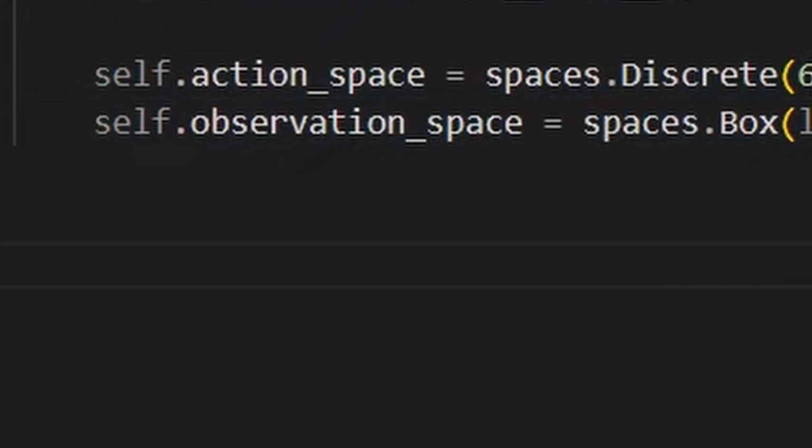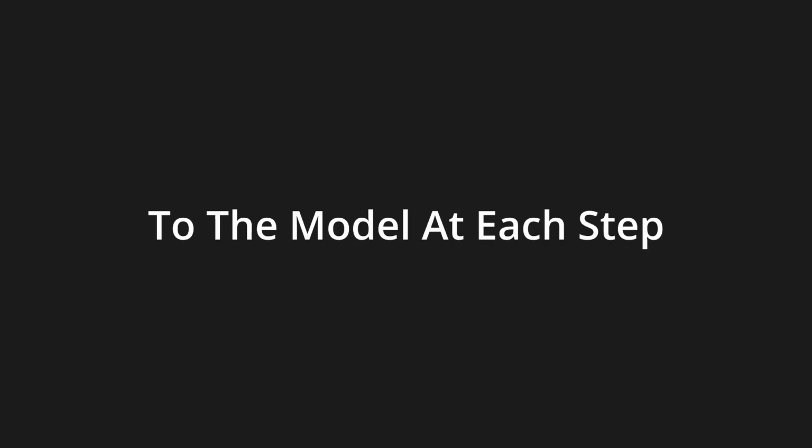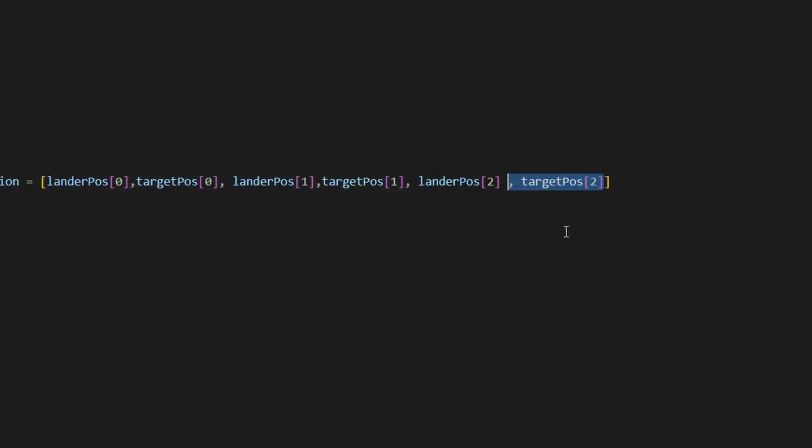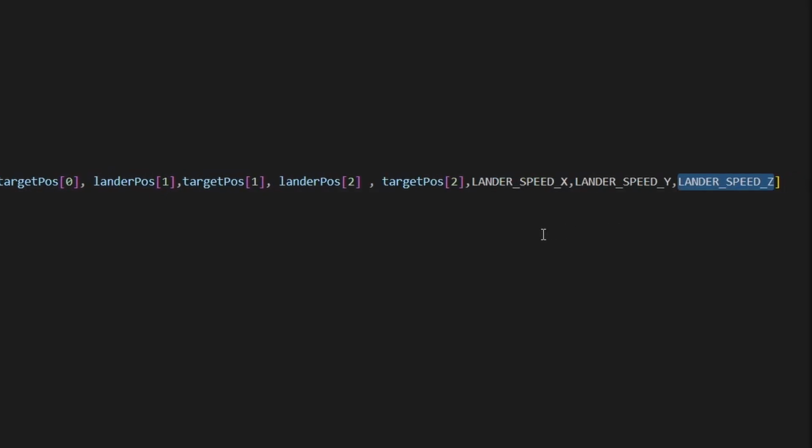Next is the observation. These are the values that the model will look into before taking an action. This changes after every action, so we have to give it to the model at each step. For the model's observations, I gave it the target's location, the lander's position, and its velocity.